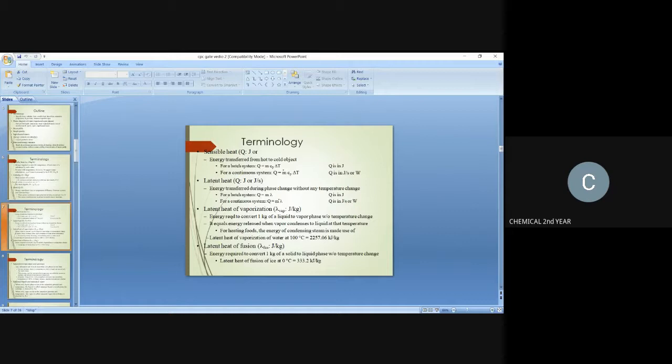Next, latent heat of fusion. It is represented as lambda fuse and its unit is joule per kilogram. It is defined as the energy required to convert 1 kilogram of a solid to liquid phase without temperature change. Latent heat of fusion of ice at 0 degrees Celsius is equal to 333.2 kilojoule per kilogram.